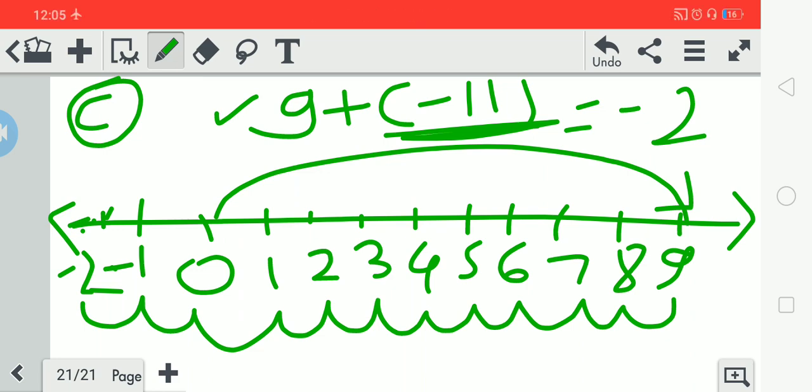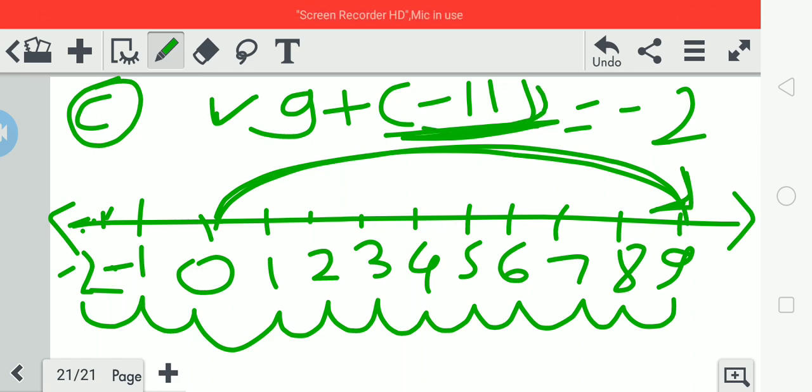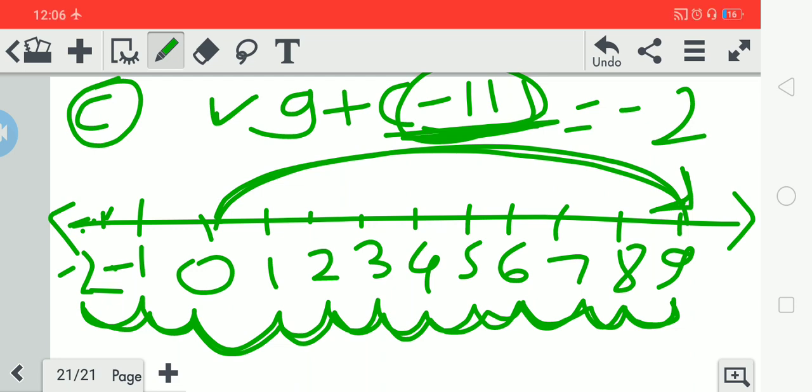See again, 9 is positive. So first number is 9. So take a jump from 0 to 9. Second number is minus 11, it is minus, so that's why 11 left moves. 1 2 3 4 5 6 7 8 9 10 11, right? So you will reach at the minus 2 position. So answer of this question is minus 2.